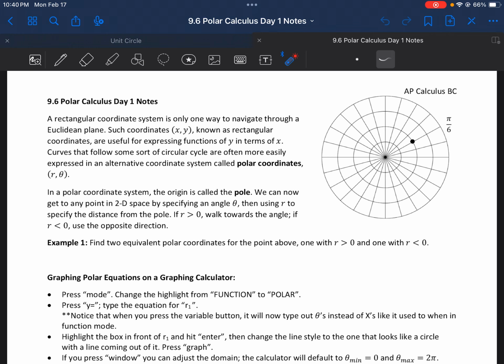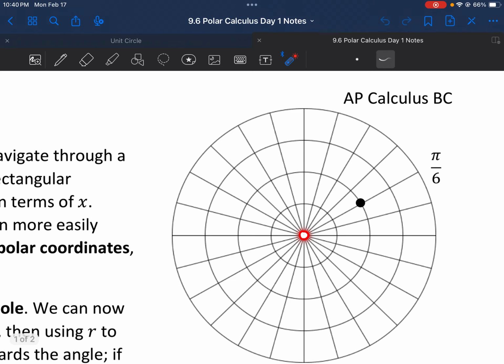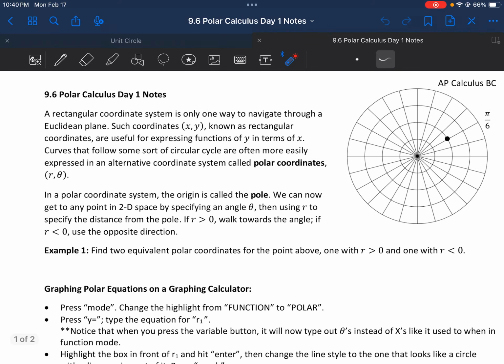And we have this alternative coordinate system called the polar coordinate system, where instead of x and y, we use r and theta, all right? So in this polar coordinate system, we have what's called the pole. The pole, which is right here, is the origin, all right? The origin is called the pole. We can get to any point in two-dimensional space by specifying an angle theta, then using r to specify the distance from the pole. If r is greater than 0, walk towards the angle. If r is less than 0, use the opposite direction. You'll see what we mean here in just a second.